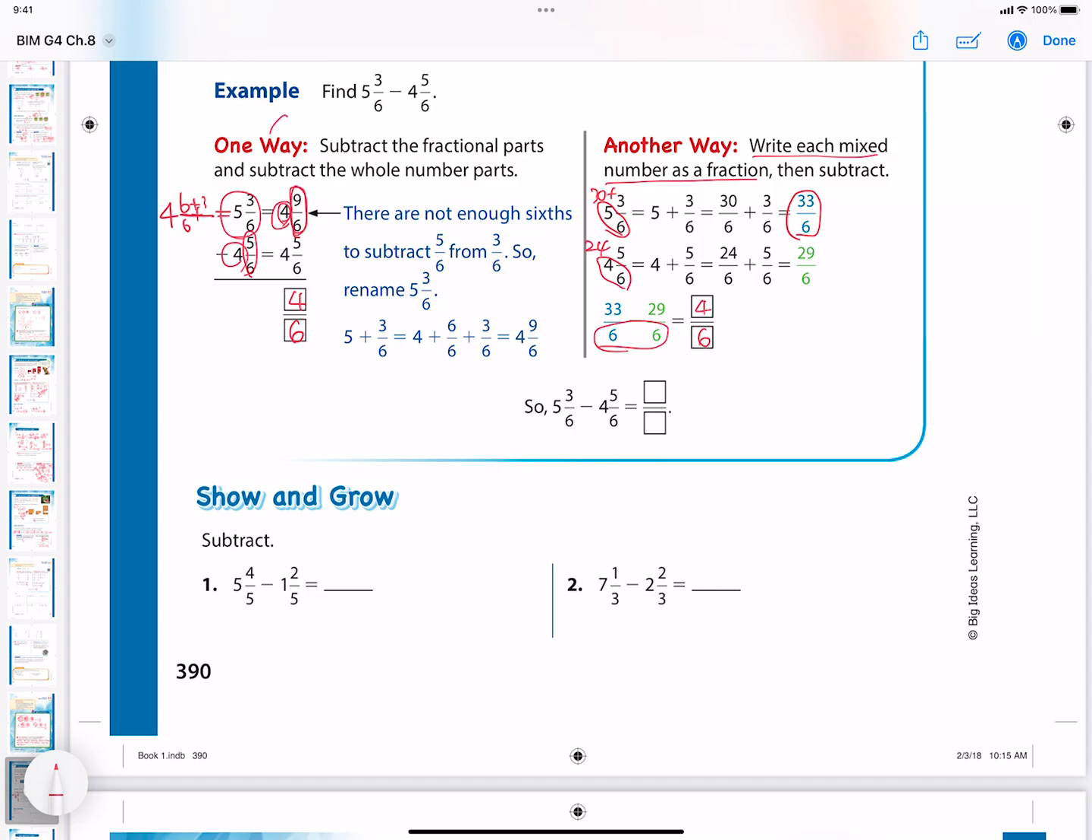So either way, one way or the other way, anyway, you are going to have what? Same answer, which is what? Here, 4 over 6. Which way do you prefer? For me, of course, I know how to rename or regroup this mixed number, so this way 1 is easier. But if it's too much for you to convert this whole number into a fractional part, then use the second way. Okay, it's also easy for us.